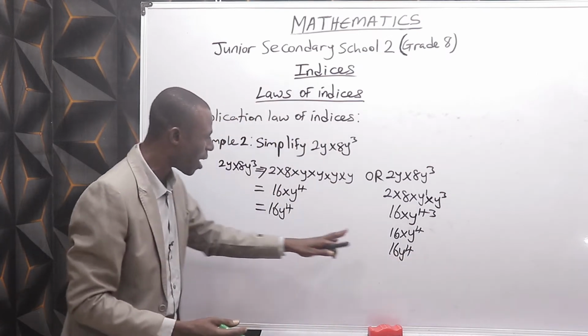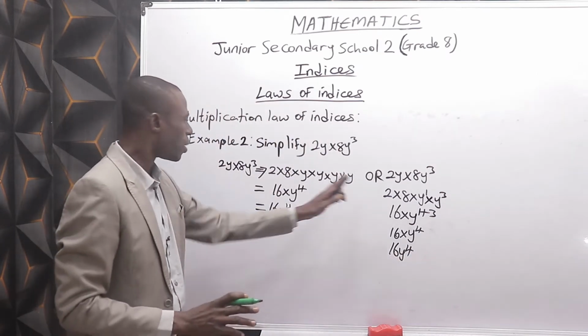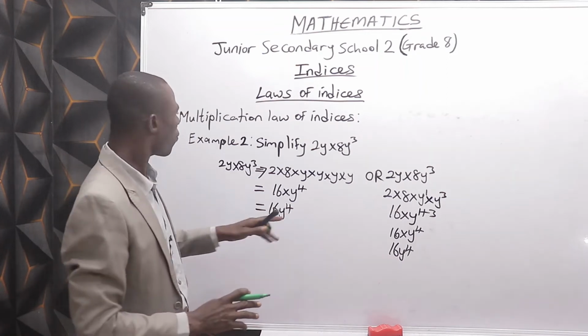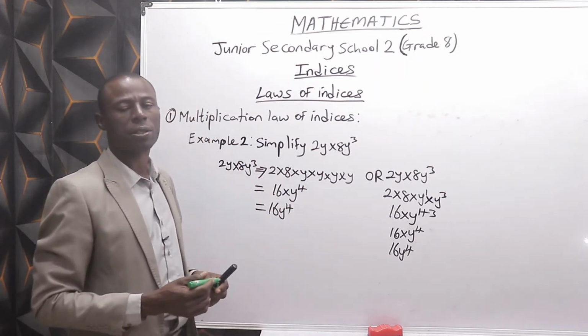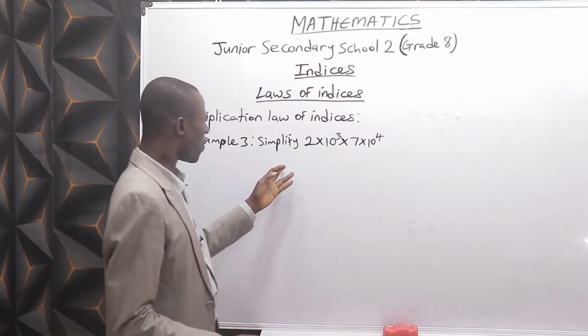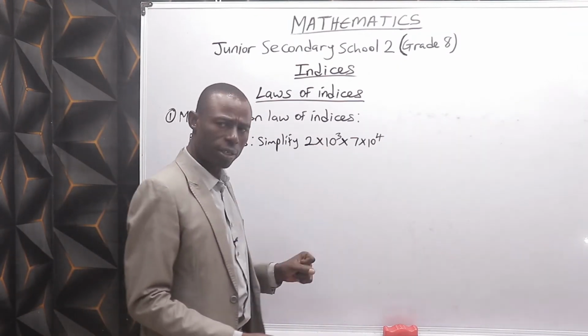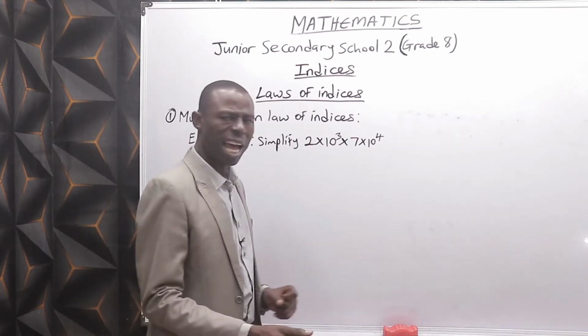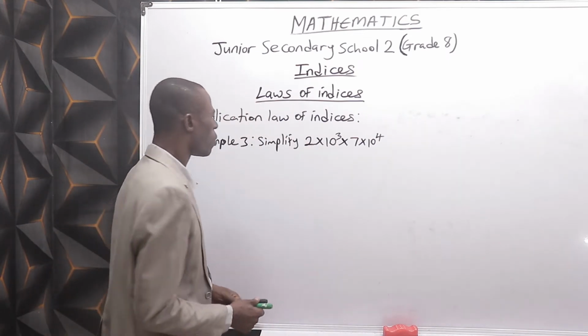You can see that the answers are the same. So those are the two available means of simplifying these in indices. Let's consider this example 3. Simplify 2 times 10 raised to the power 3 times 7 times 10 raised to the power 4.